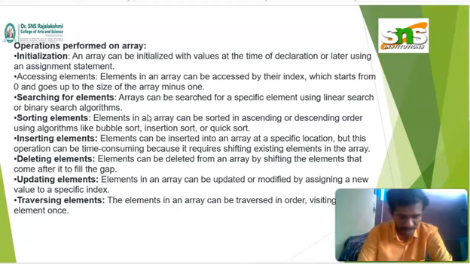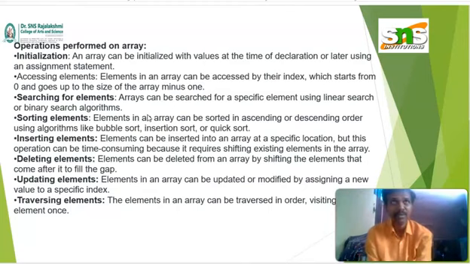For the next one we can see about sorting elements. Sorting elements means, in general, arranging the elements. Here we can arrange the elements either in ascending order, small to big, or descending order, big to small. For arranging these elements we need to use some sort of algorithm. For example, we can use a bubble sort, insertion sort or a quick sort.